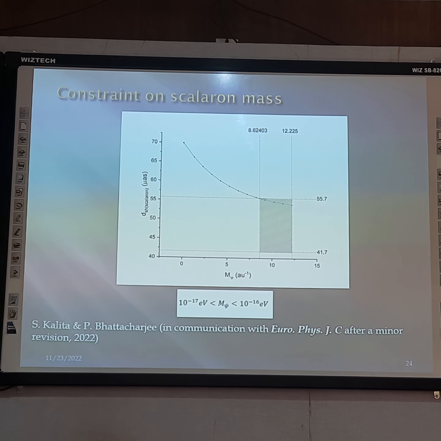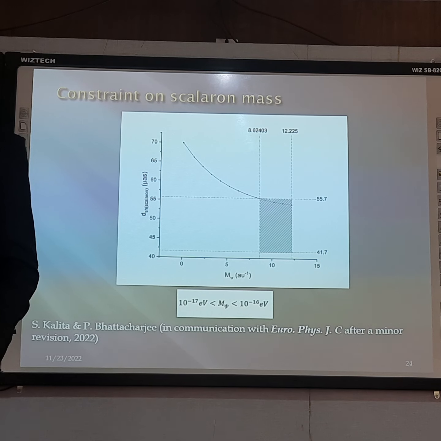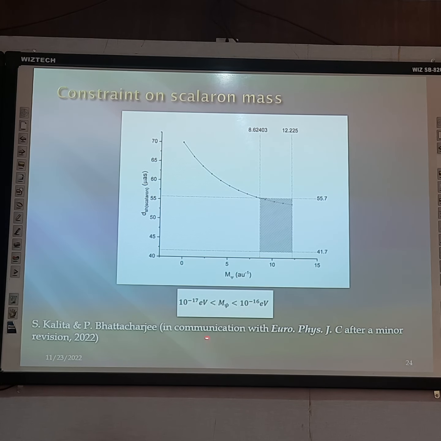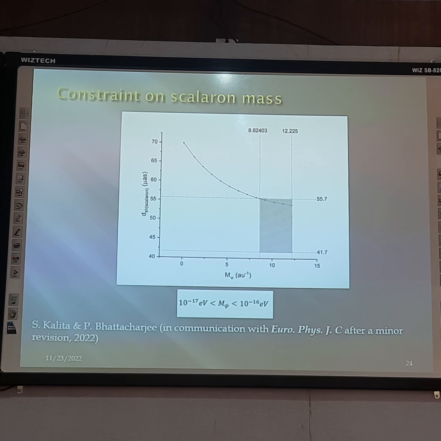Then I come back to the scaleron, and whether the shadow can give some bound on it. If we again study the shadow diameter versus scaleron mass, then this rectangular box tells me the allowed range of the scaleron mass. And we find a quite stringent bound relative to our own work published in 2020 and 2022, which was from 10 to the power minus 22 to 10 to the power minus 16 electron volt. That was a quite wide bound. But here from the shadow we get 10 to the power minus 17 to 10 to the power minus 16 electron volt. This is a very stringent bound that we can give on the scaleron mass from the shadow diameter.